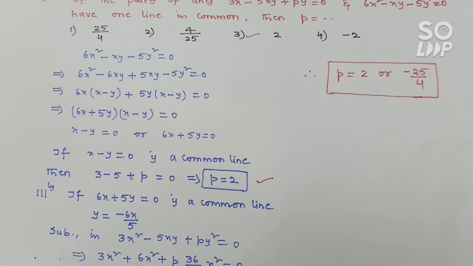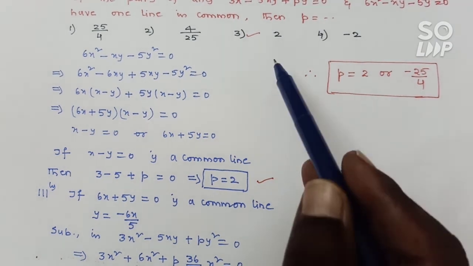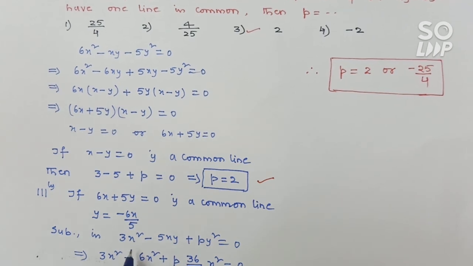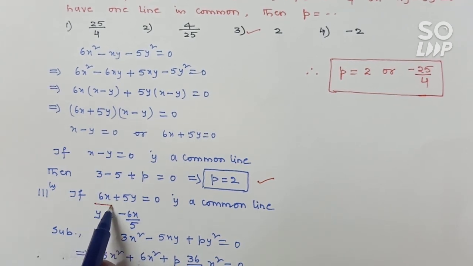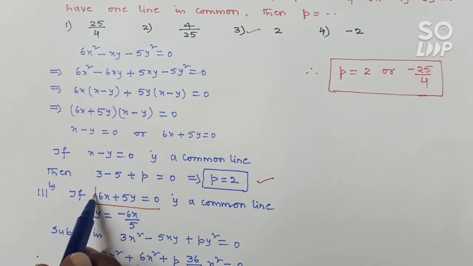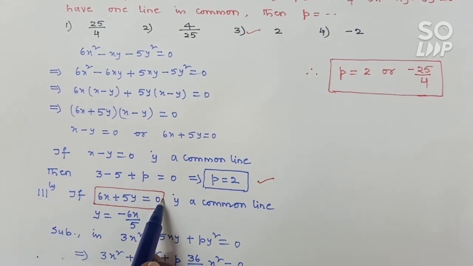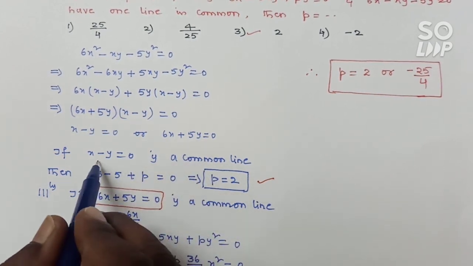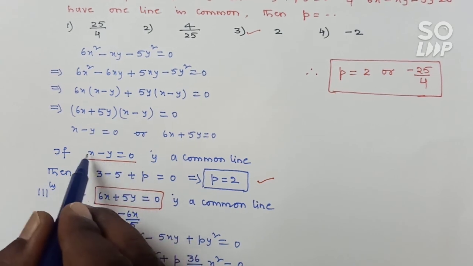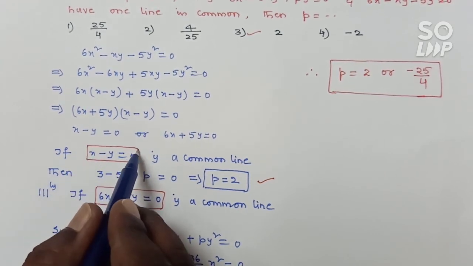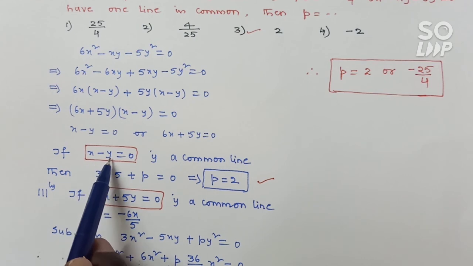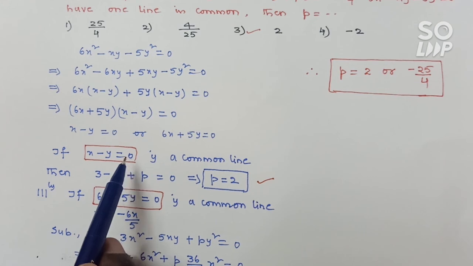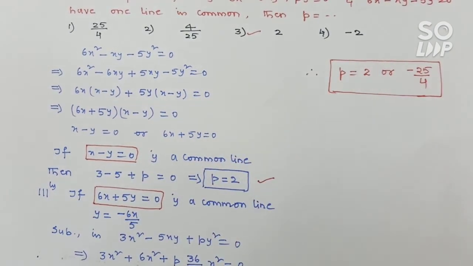Now here you can say that according to this option, what will be the common line of these two? Here this one is the common line. 6x plus 5y is equal to 0 is the common line of the given pair of equations. Sorry, not this one. So x minus y is equal to 0 is the common line according to the given answer.